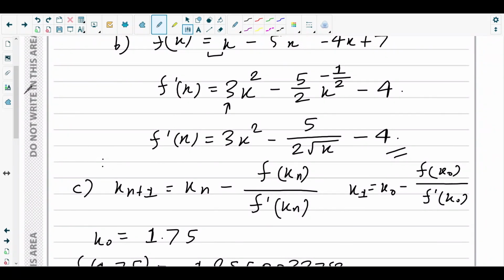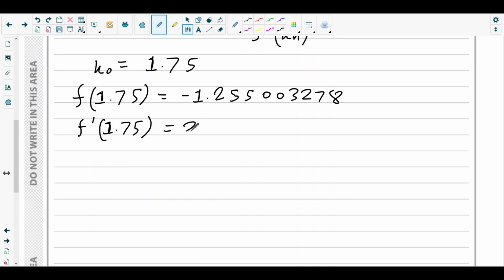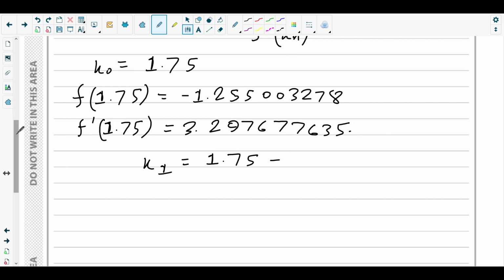Okay, now f dash of x0, that is f dash 1.75. The equation for the derivative is 3x squared minus 5 over 2 square root of x minus 4. So we have to put 1.75 as the value for x, and you will get 3.29767763.